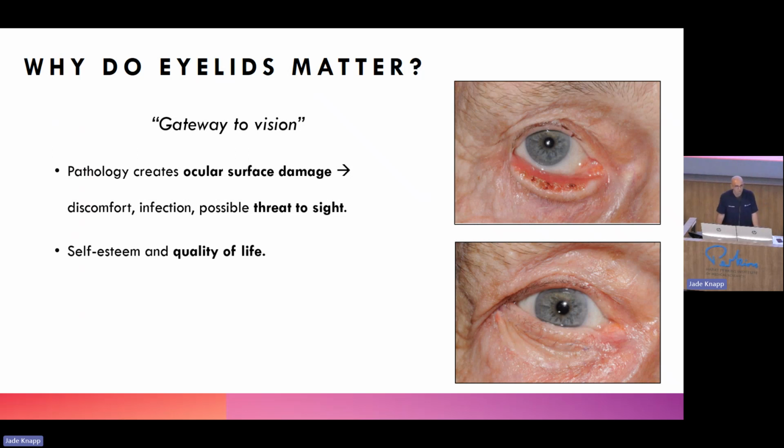Also, eyelids, they're on your face, so they affect your self-esteem. If you've got a really deformed eyelid, you're not going to be very happy, particularly as a younger person. So people are having lid surgery all the time for this reason. It affects their quality of life and their self-esteem. Finally, 10% of skin cancers are on or around the eyelids, and we'll be talking about those today. Some of them are a threat to life.